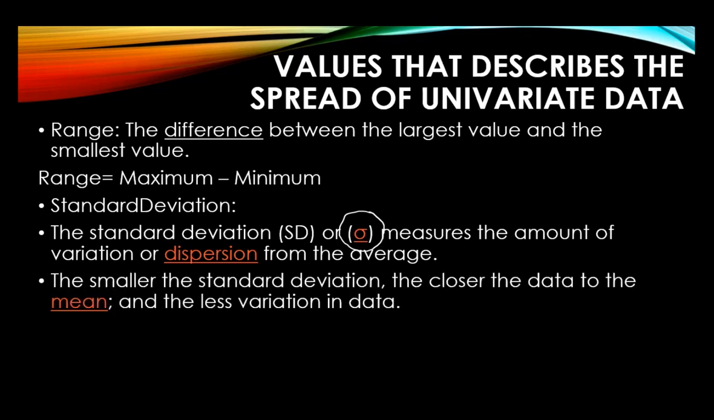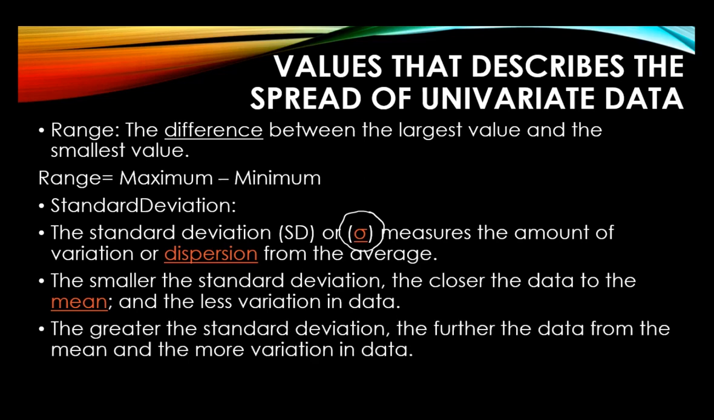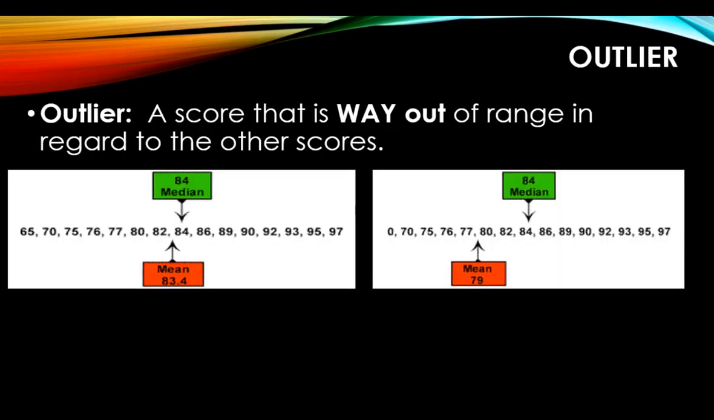So the smaller the standard deviation, the closer the data to the mean and the less variation we have in the data. The greater the standard deviation, the further the data from the mean and the more variation we have in the data. An outlier is a score that is way out of range in regard to other scores.